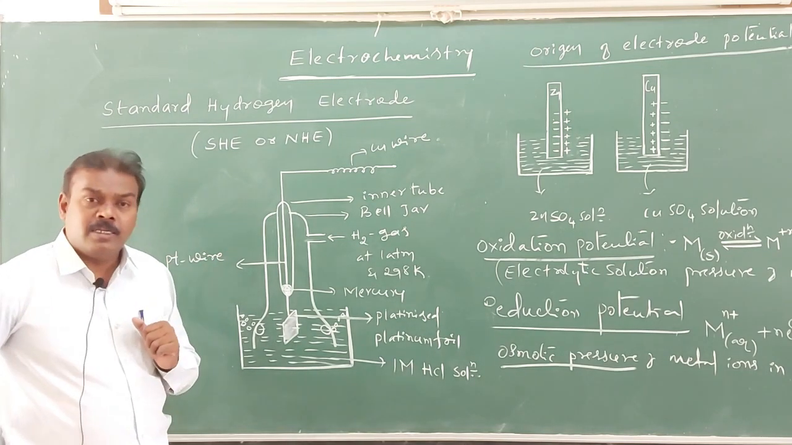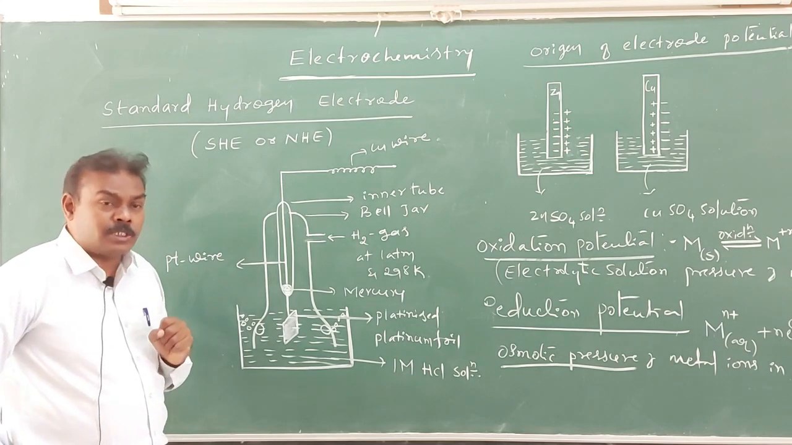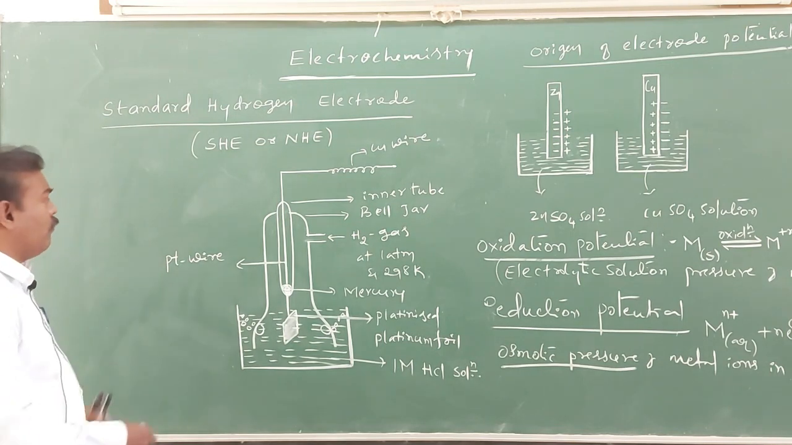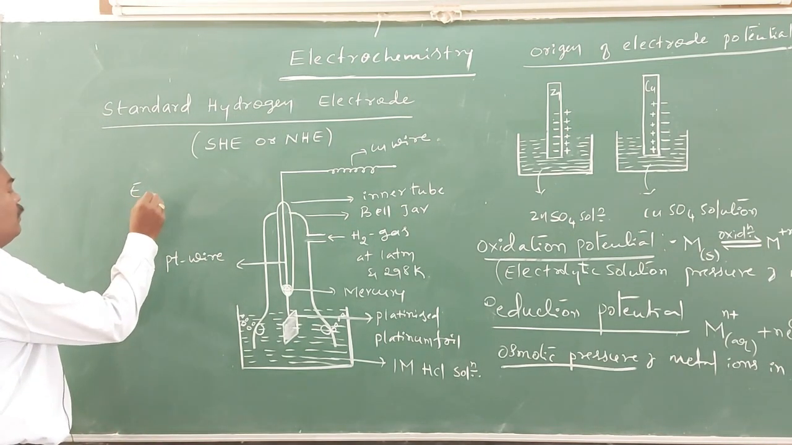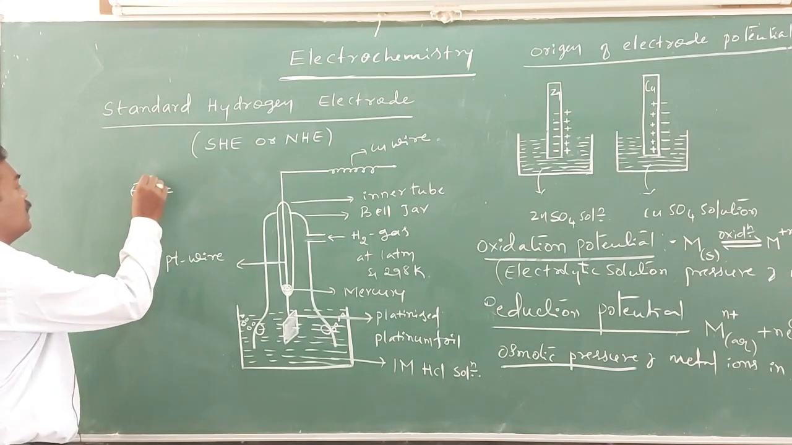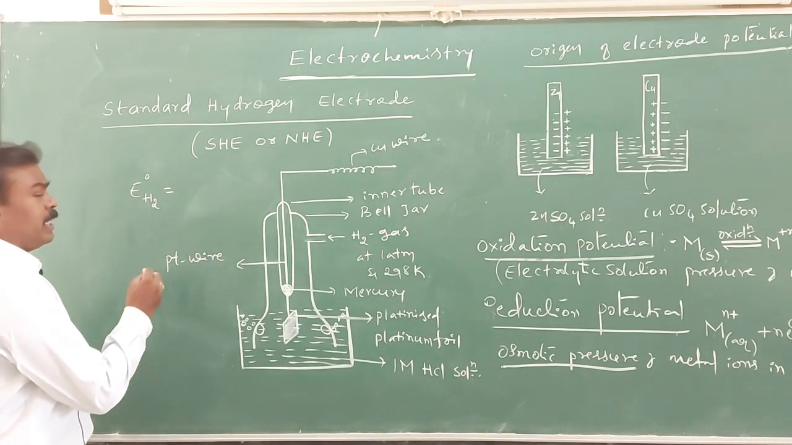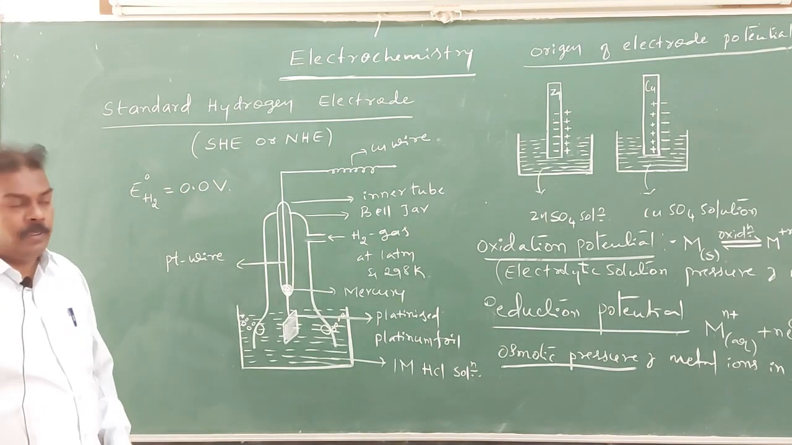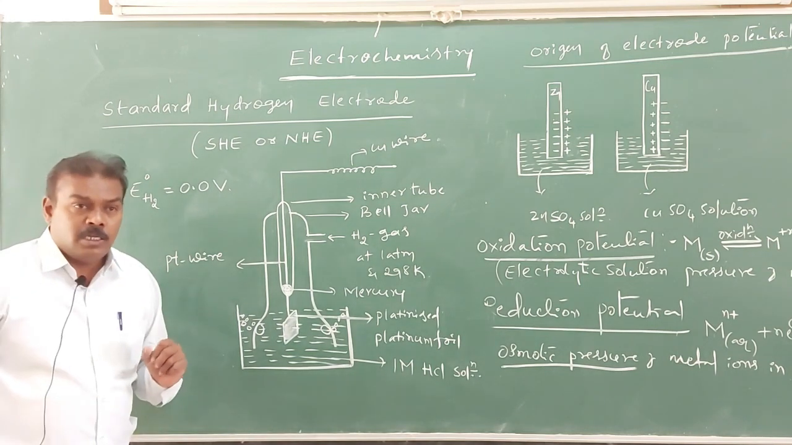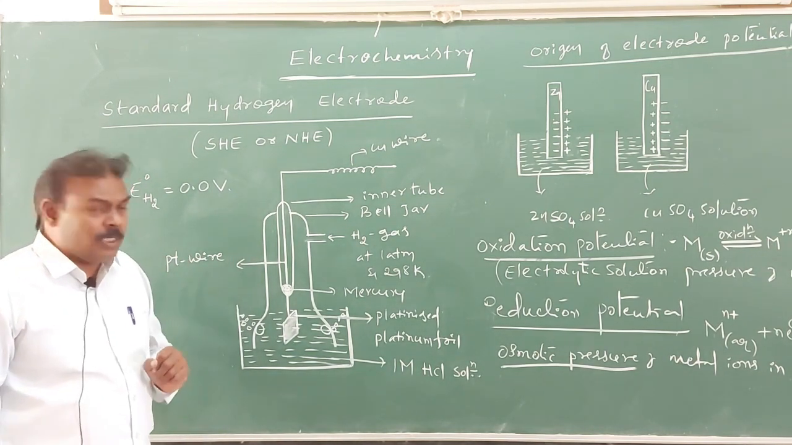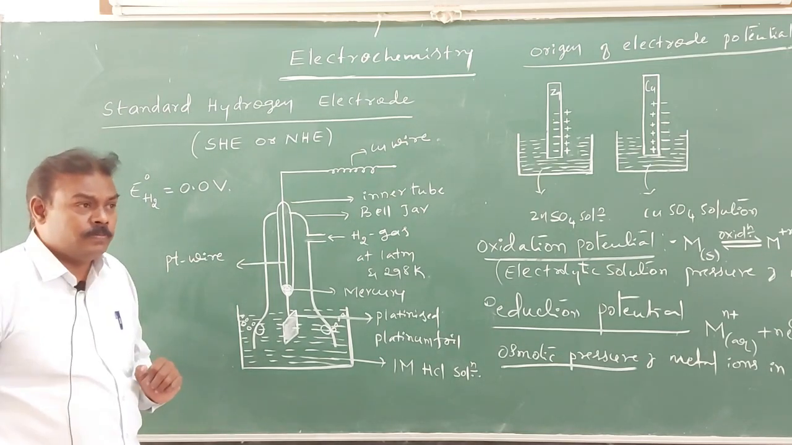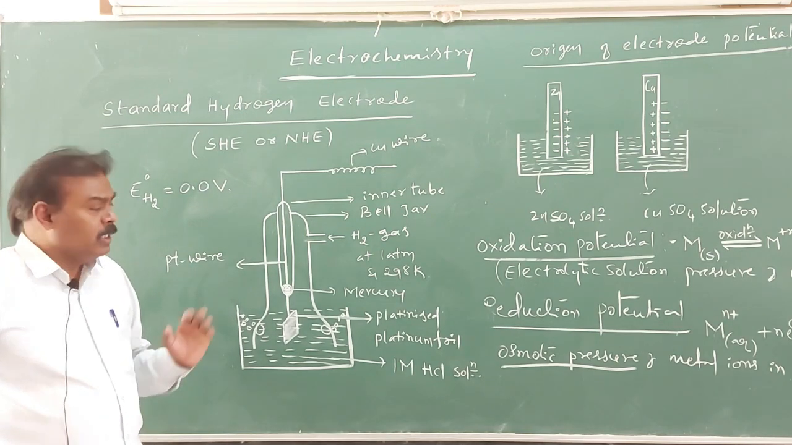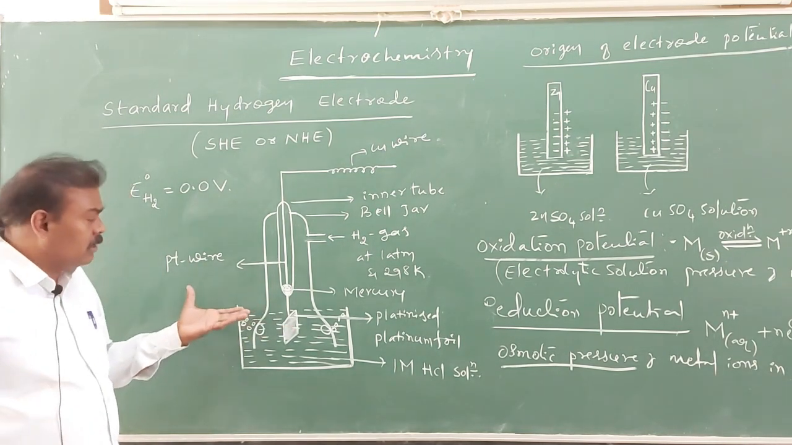So how do we find the electrode potentials of any other electrodes using the standard hydrogen electrode? The standard electrode potential of the hydrogen electrode is fixed, arbitrarily, as 0 volts. At any given temperature, the standard hydrogen electrode gives 0 potential, and this value is arbitrarily fixed.